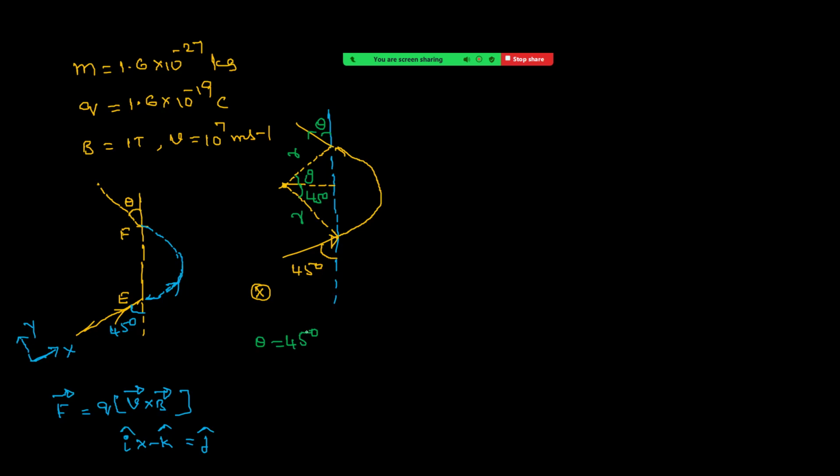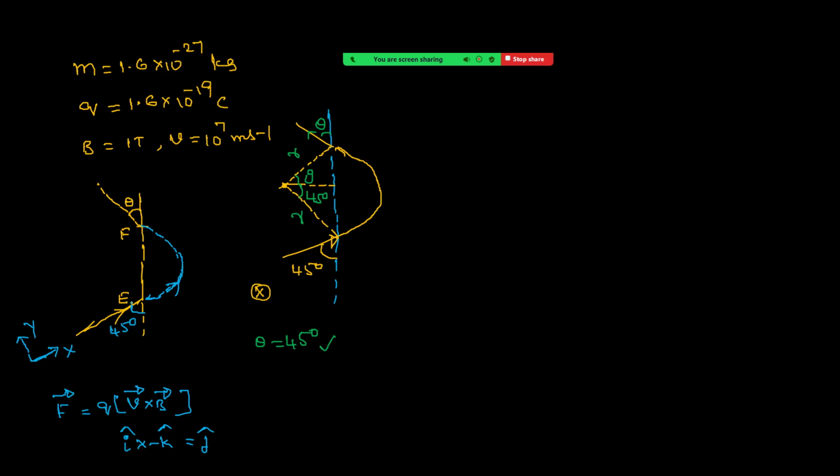Now see the question, what we have to calculate. So coming to the question, find the angle theta. So that we got 45. Next, if the direction of the field is along the outward normal to the plane of the paper, find the time spent by the particle in the region of the magnetic field after entering it at E.